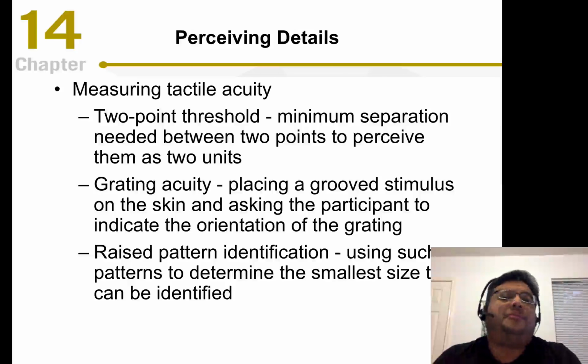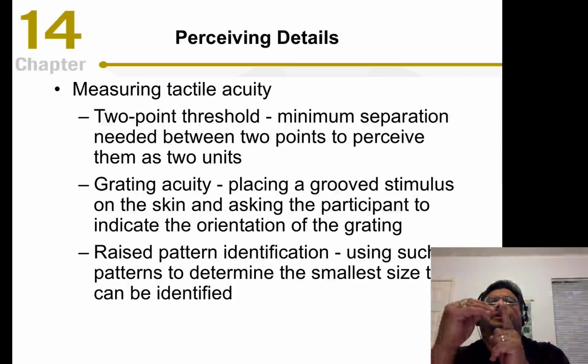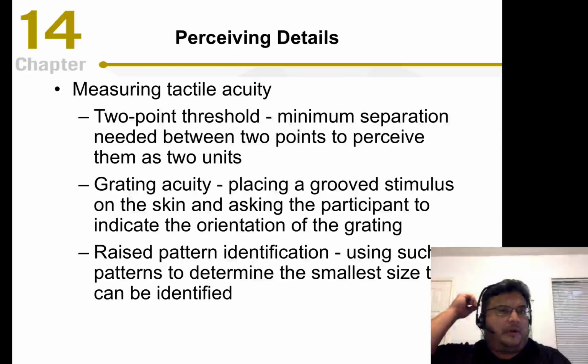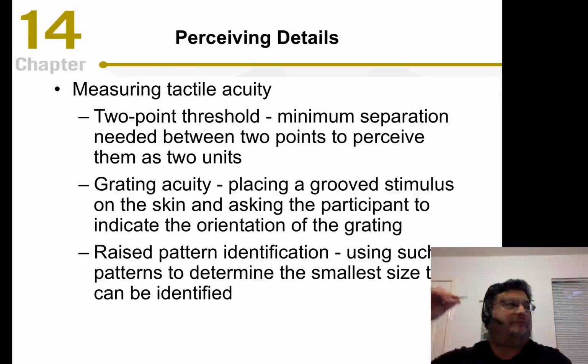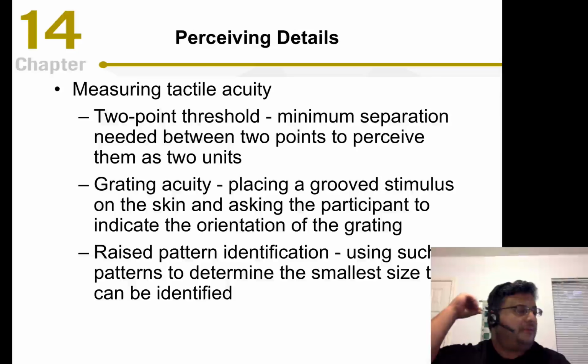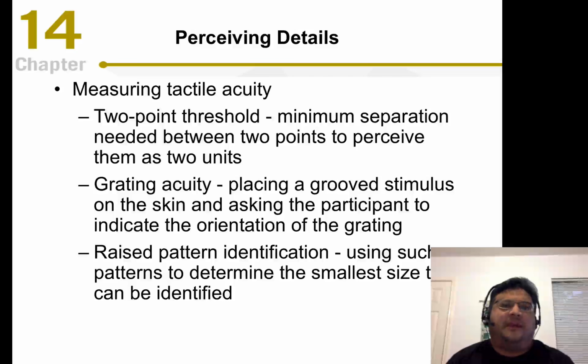Now obviously the 2-point threshold is going to be much lower on your fingertip than it will be on the back of your head, right? So if I were to put it right about there, I could tell on my fingertip that that's 2 points. But if I do that same distance on the back of my head, it feels like just 1 point hitting me in the back of the head, right?